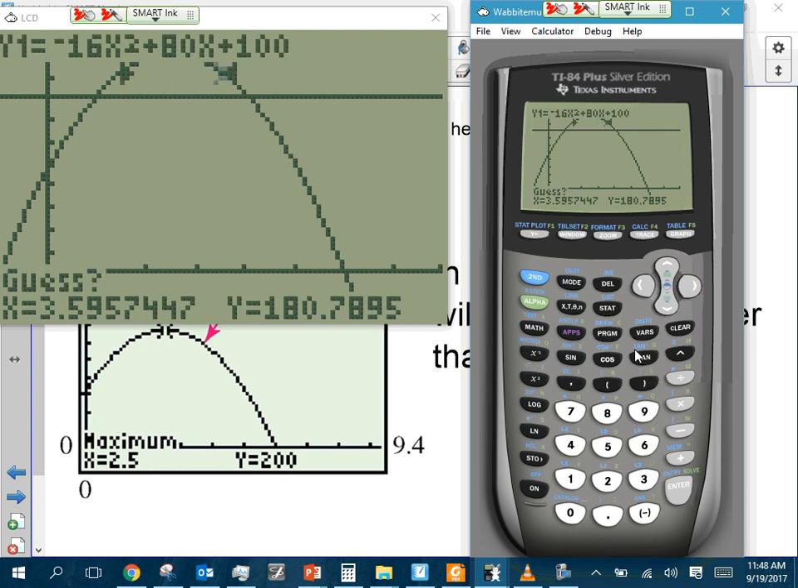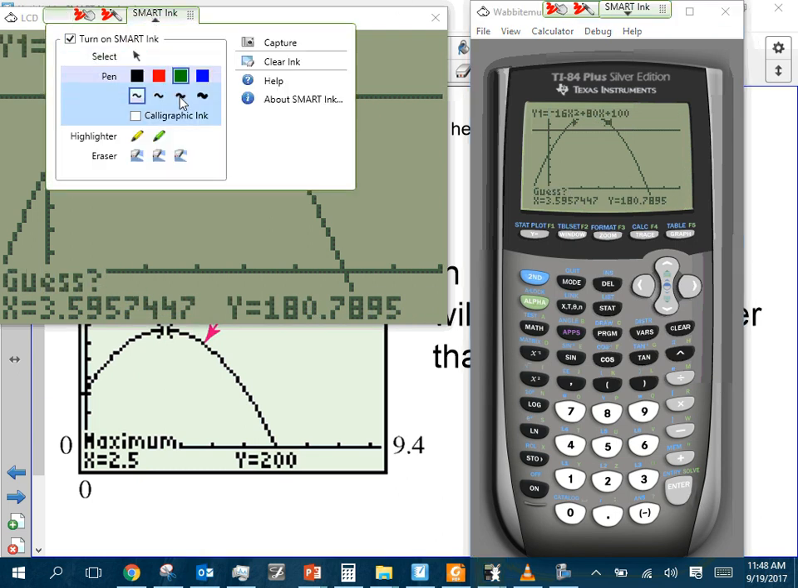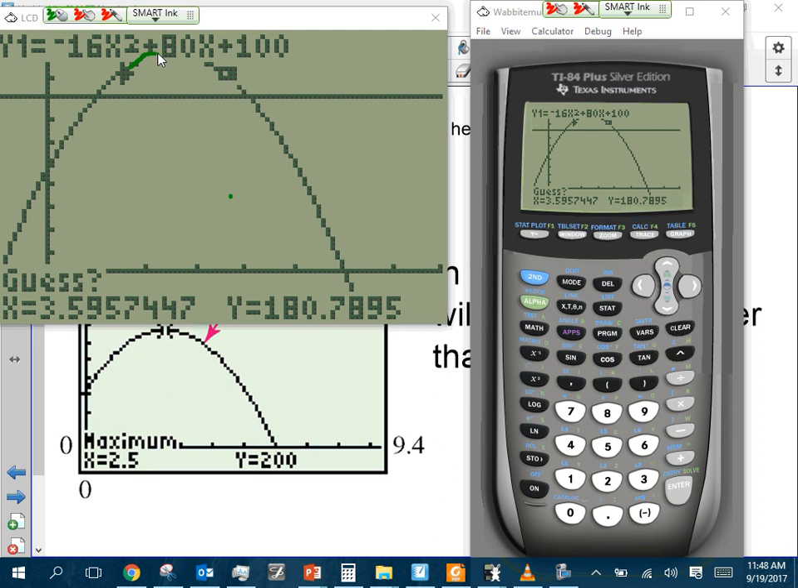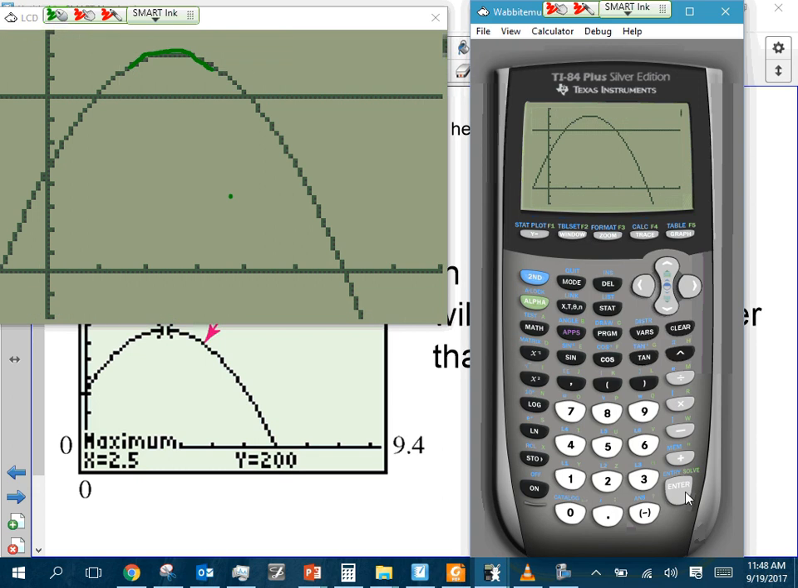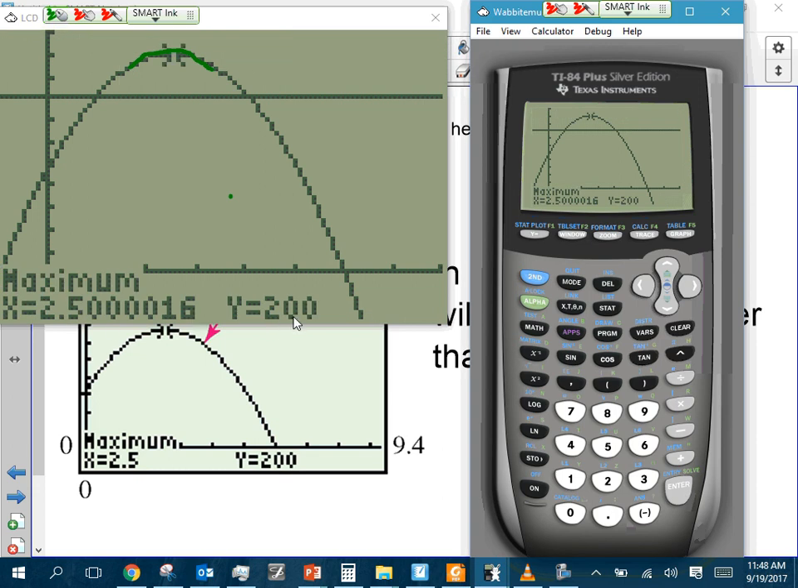Hit enter. So now my calculator is going to think about and look at all the x and y values through there. It's going to find the largest y value. And that largest y value then, when I hit enter again, is 200, which happened at a time of 2.5 seconds. Okay, so those numbers all mimic what we did in class by hand. Okay, might be a little bit more efficient than using the quadratic formula.